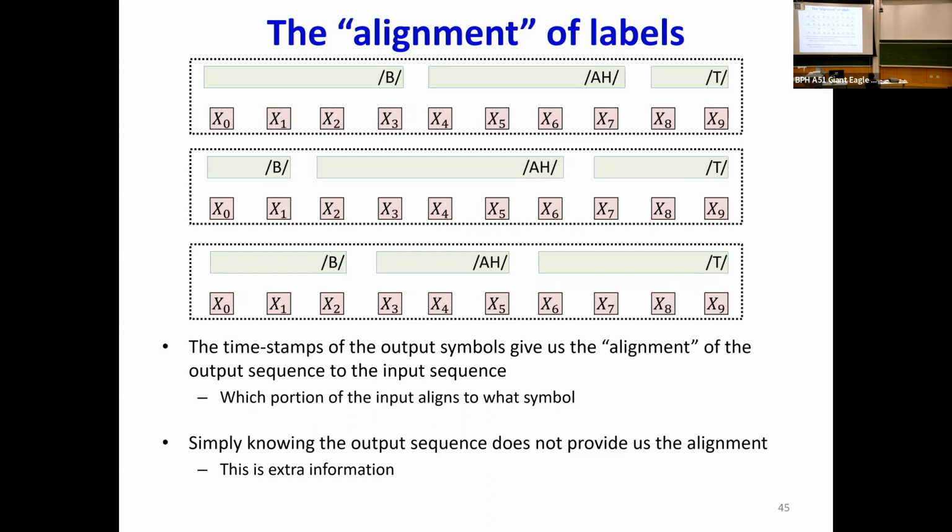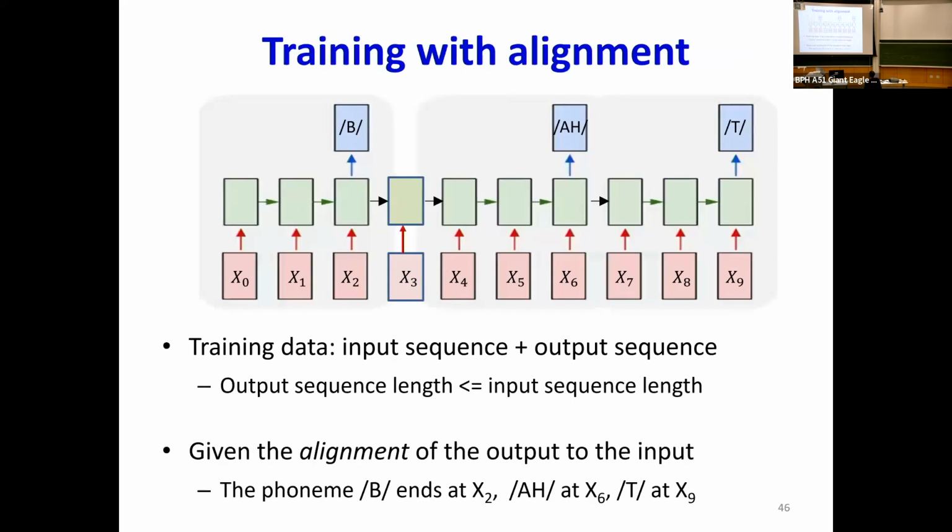So here, for example, I have several different alignments of the word "but" against the input. And so if you want to give me a training instance, ideally I should know exactly where each of these symbols was output, right? Simply knowing the output sequence doesn't give me this alignment. And so now I have insufficient information.